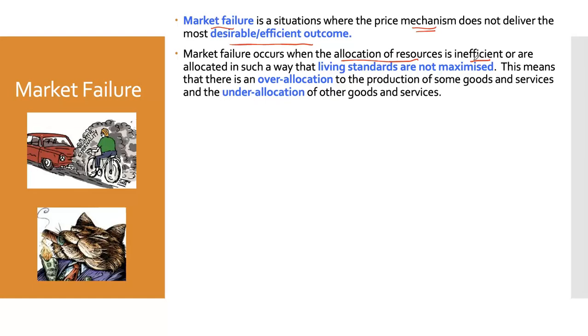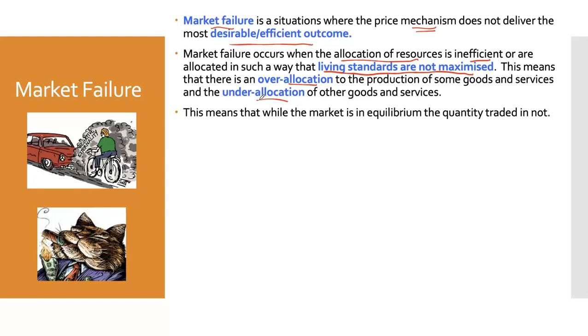And because it is inefficient, this has led to the living standards of the citizens not being maximised. This is because there has been an over-allocation to production of some goods or services, or an under-allocation of other goods or services. So we're not allocating our resources in the most efficient way to produce the goods or services we need. This means that the market is in equilibrium but the quantity traded, so the amount that we are making of each good or service, is not what we should be doing to maximise our living standards.